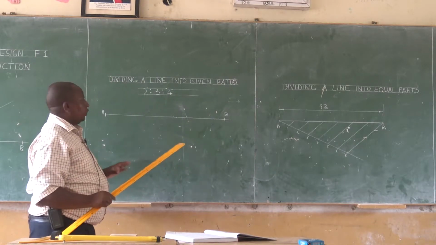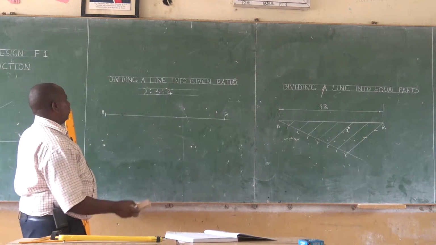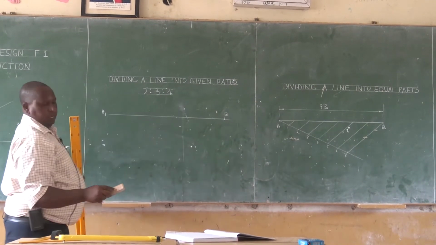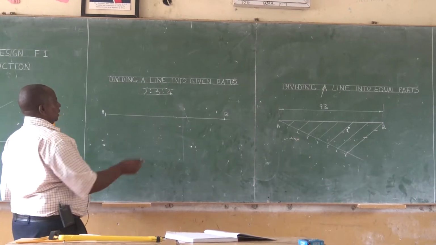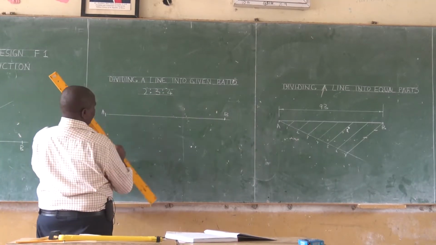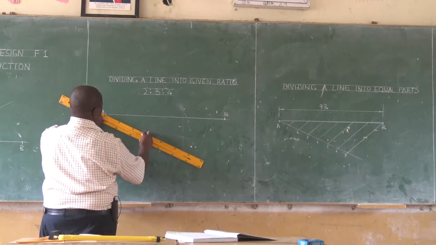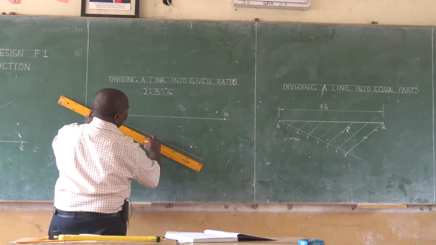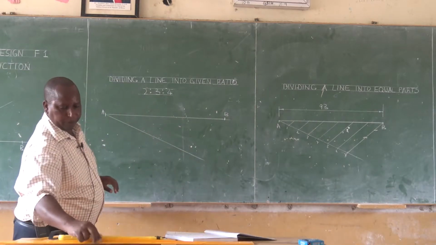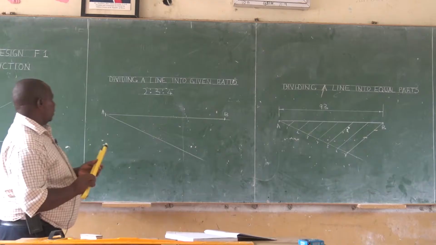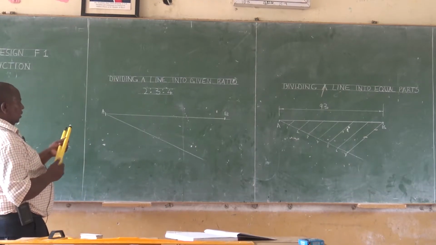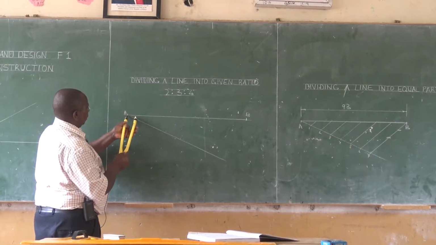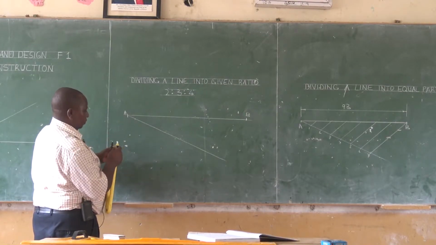So the first thing that we do is to add the number of the parts, that is 2 plus 3 plus 4, so that we get that the total divisions are going to be equal to 9. Then proceed just like before and divide our line into 9 equal parts. So again we make the same marks, only that this time they are 9.